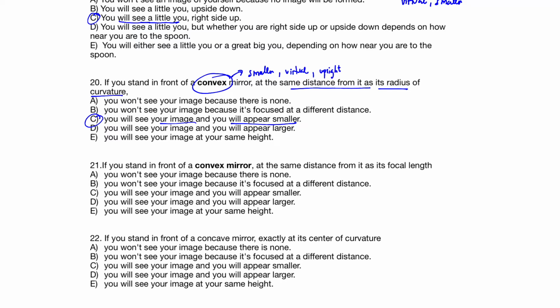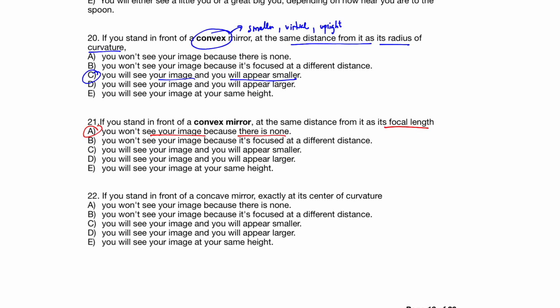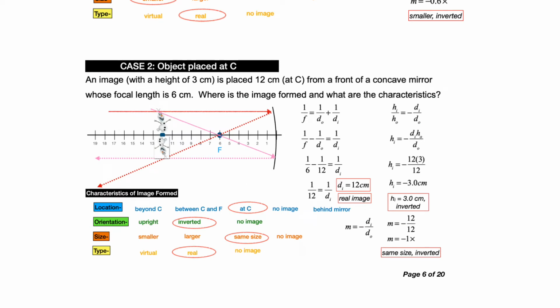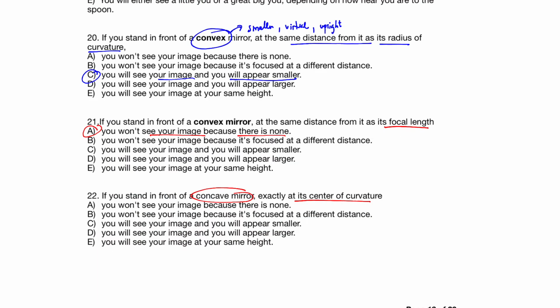Now, for number 21. If you stand in front of a convex mirror at the same distance as its focal length, so again, we stand at the focal length, here you won't see your image because there is none. Next, for number 22, if you stand in front of a concave mirror exactly at its center of curvature, let me just pause and look at the image for number 22. Here is the case of 2. When you stand exactly at the center of curvature, at C, the image is inverted, same size, and real. And so the best answer here is you will see your image at your same height.